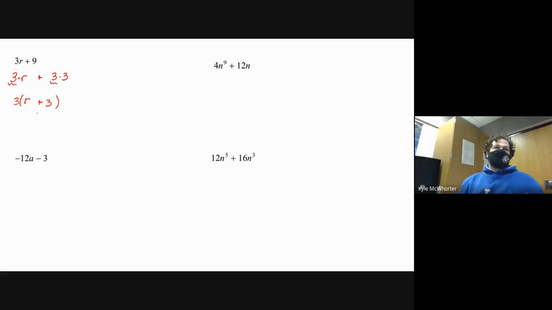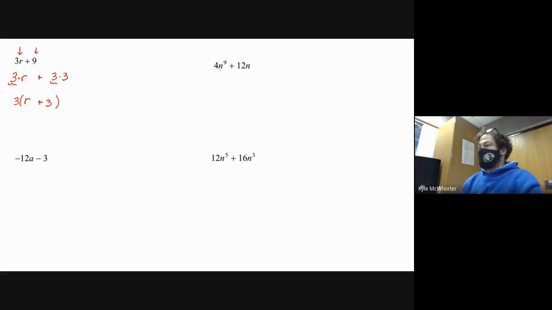So it's basically just the backwards order of the distributive property, because with the distributive property, you would normally take the r and multiply it through. And then 3 times r would give you the 3r, and then 3 times 3 would give you the 9. So this is just factoring out the greatest common factor.